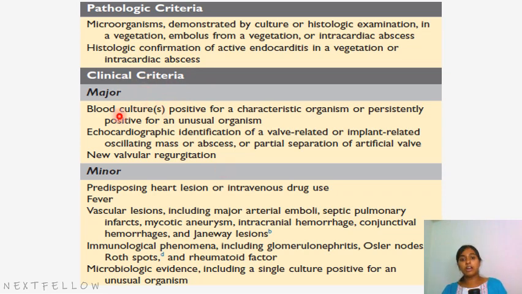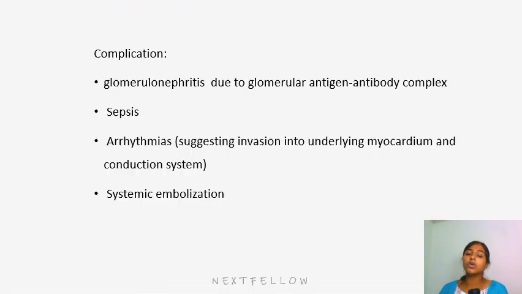Major criteria are a positive blood culture for the organism, or previously positive for unusual organisms, or echocardiogram findings, or new valvular regurgitation. Minor criteria can be a previous heart lesion or intravenous drug use, or fever, as well as Janeway lesions, Osler nodes, Roth spots, everything. Just go through it once. Complications seen in infective endocarditis are glomerulonephritis due to antigen-antibody complex, sepsis, as well as systemic embolism, as the vegetation here is friable, and arrhythmia due to damage to the underlying conducting system of the heart.